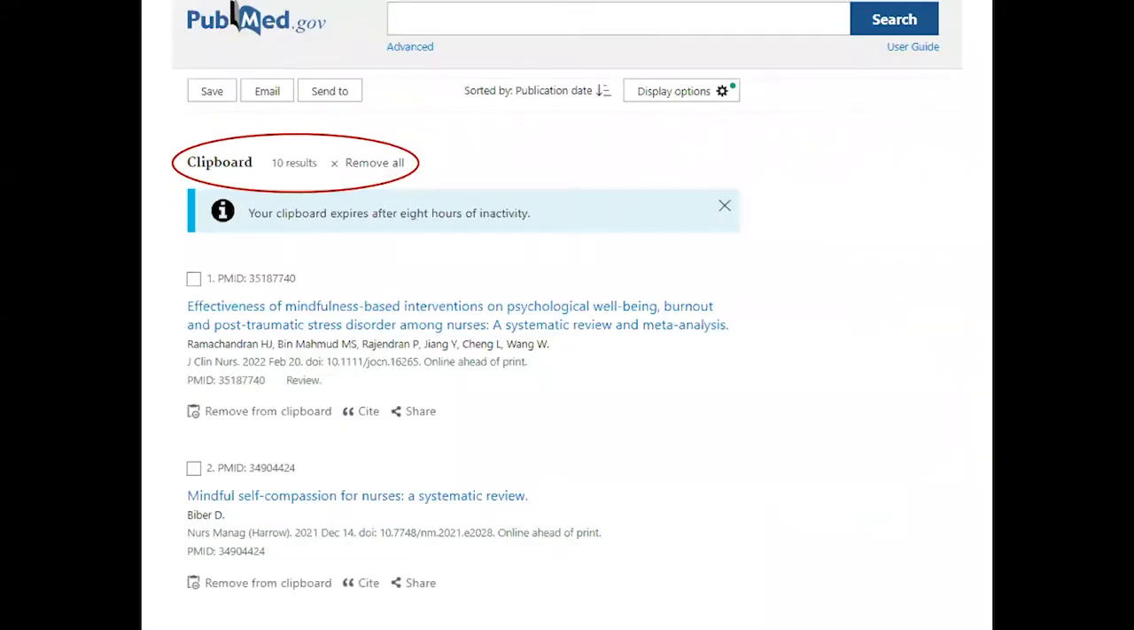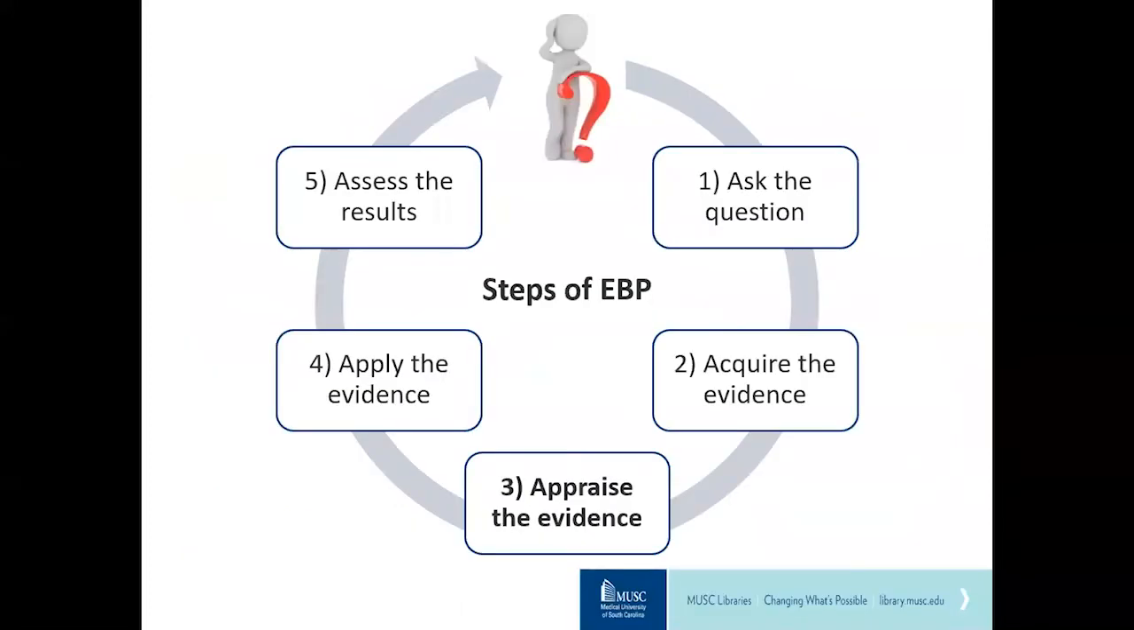So as you can see here, after applying our inclusion and exclusion criteria, there were 10 articles left in our collection. So now that we have our final collection of best articles, we're ready to move to step 3 of the EBP process, which is appraising the evidence that remains in our collection.